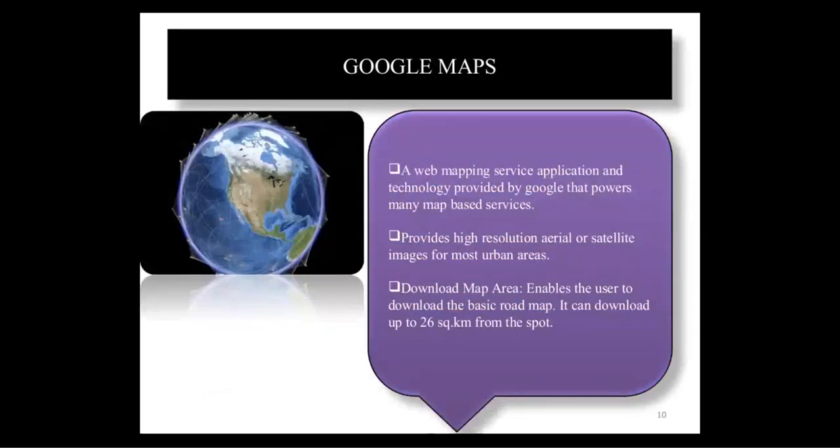Google Maps is an application of satellite image processing, a web mapping service application and technology provided by Google that powers many map-based services, and provides high-resolution aerial or satellite images for most urban areas. Download map area enables the user to download the basic road map, up to 26 square kilometers from the spot.